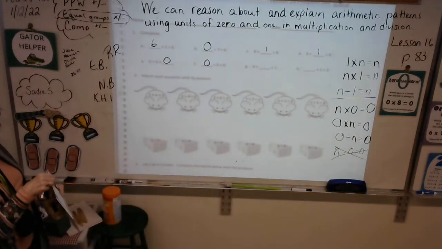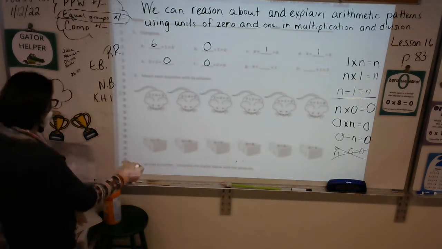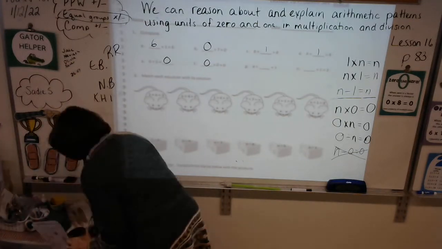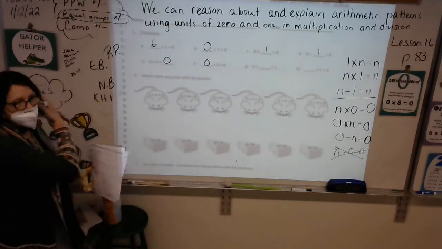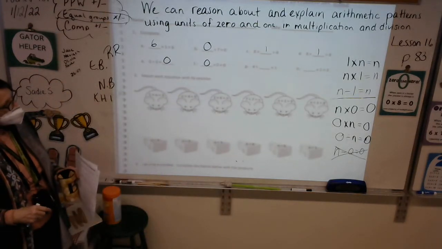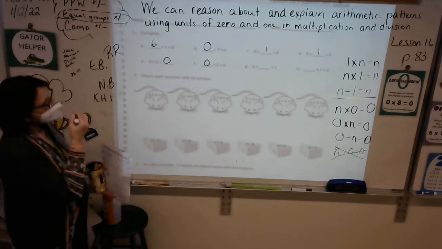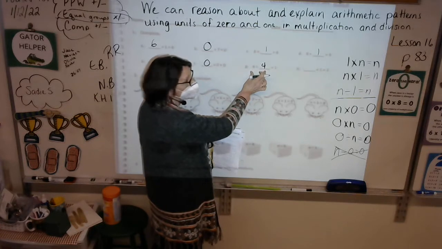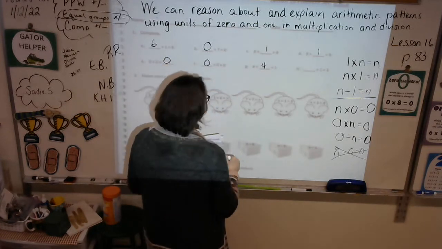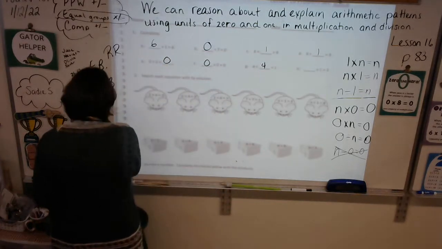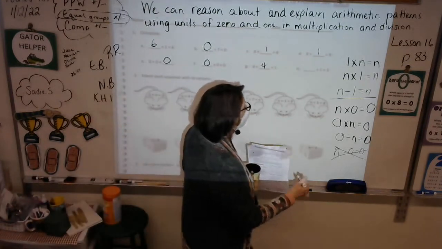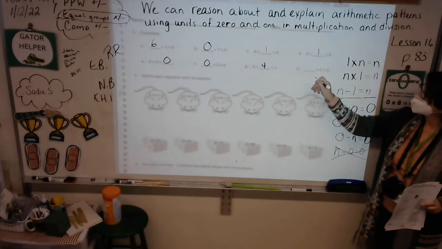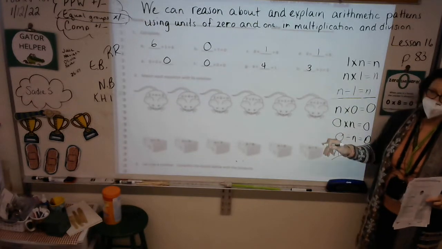How about G, Madison? Very good, we've got 1, so our other two numbers need to be the same. And then last but not least, Edith, read the whole number sentence for us. 3 times 1 equals 3.